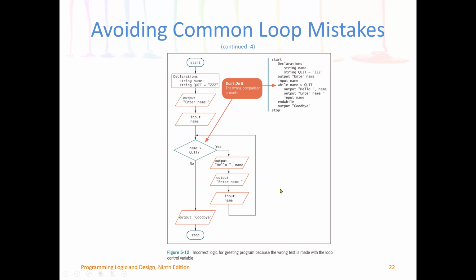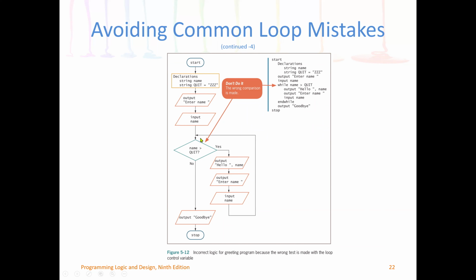So we should also avoid the common loop mistakes here. Look what we have here. We have a declaration for name. First, we didn't initialize it yet. And then we print an output statement that says enter your name. This is the input for you to enter the name. Then we check if the name is greater than the quit. This is a wrong comparison.